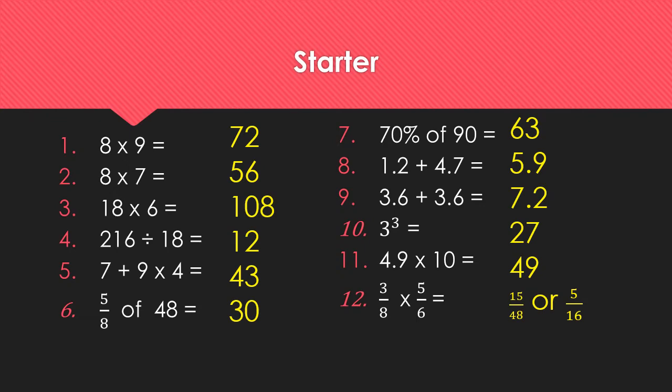3/8 times 5/6. Well, we do 3 times 5 and we get 15. 8 times 6 and we get 48. And then if we simplify that, the highest common factor is 3. So 15 divided by 3 is 5. And 48 divided by 3 is 16. We know that 48 is a multiple of 3 because 48 is a multiple of 6. And if it's a multiple of 6, it must be a multiple of 3. Well done if you managed to get those.